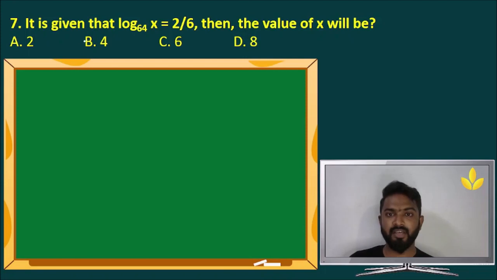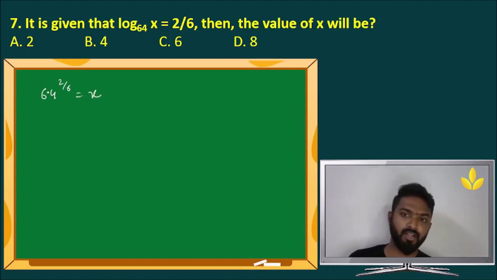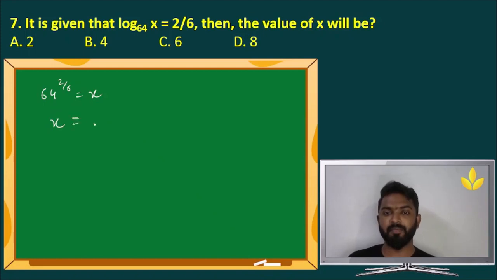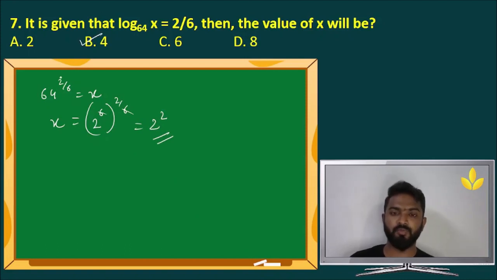Question number 7. It is given that log of base 64 of x equals 2 by 6. Then the value of x will be what? Okay. So this basically means that 64 to the power 2 by 6 equals x. We have to find the value of x. Very, very simple. 64 is nothing but 2 power 6, and this whole to the power 2 by 6. So 6 and 6 get cancelled. We have 2 power 2. That is equal to 4. Answer is B. That's it. Let's move on.